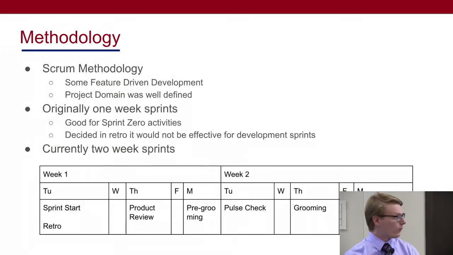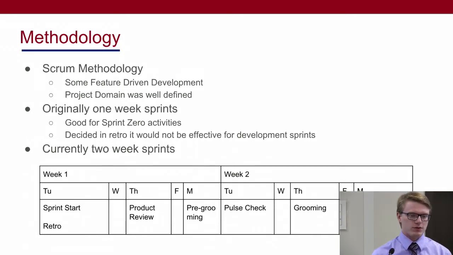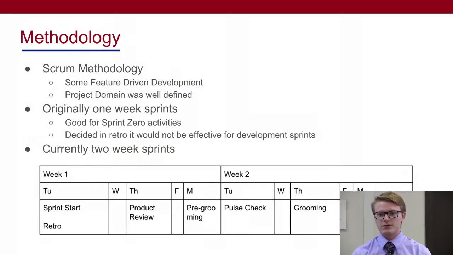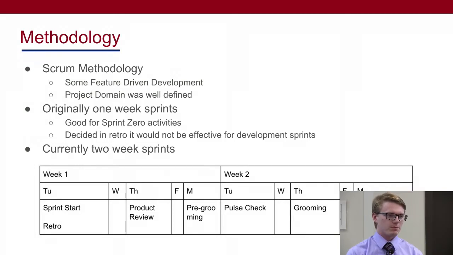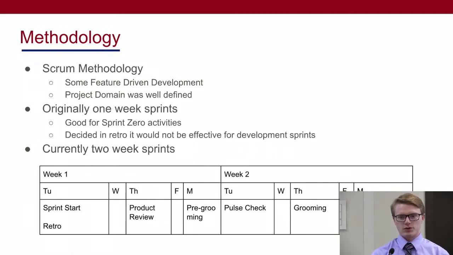We started off with 1 week sprints, and we found that was good for sprint zero activities: researching frameworks and technologies, and just getting the team up to speed. We chose 1 week sprints because we were meeting with our project sponsor once a week and our project coach once a week. It just made sense for status updates and all of that.